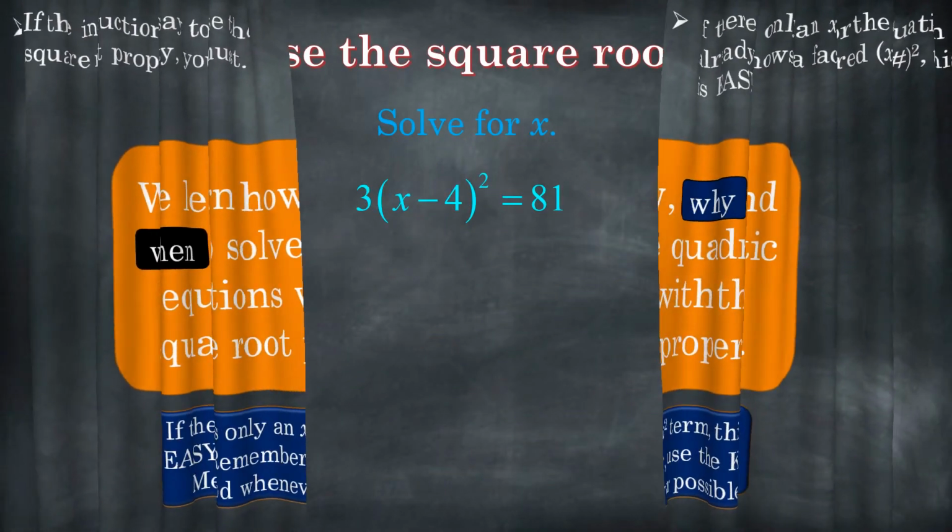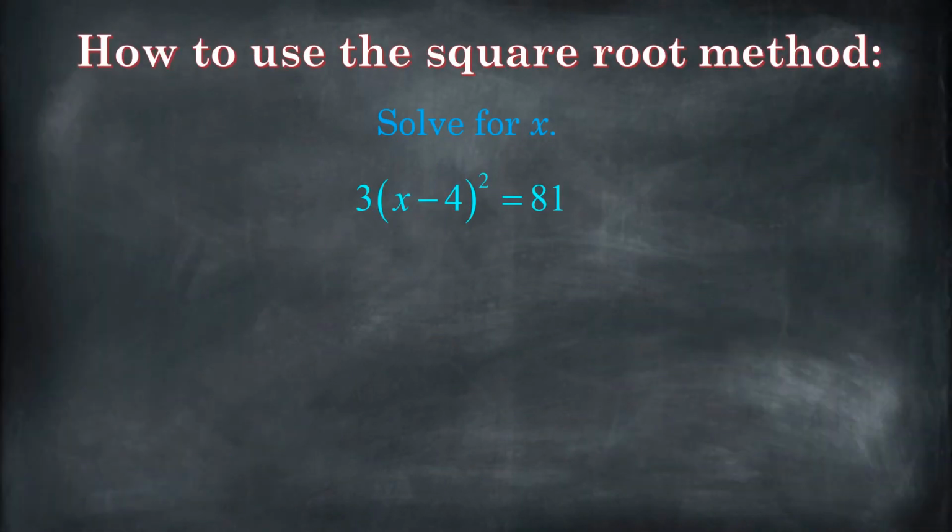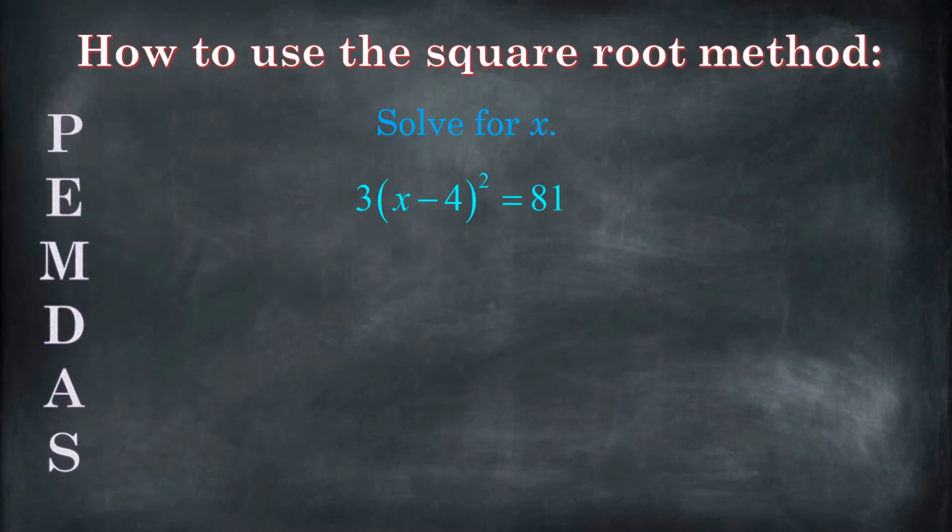Okay, so this equation right here, 3 times the quantity x minus 4 squared equals 81. We're going to solve that using the square root method. Now, using the square root method is using inverse operations. So the acronym I use for the order of operations is PEMDAS. You know, anything in a group goes first, and then exponents, then multiplication and division, whichever comes first, left to right, and then add and subtract. So if you're simplifying something, that's what you use.